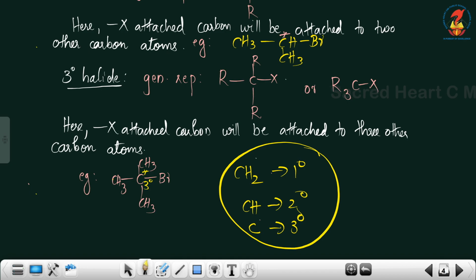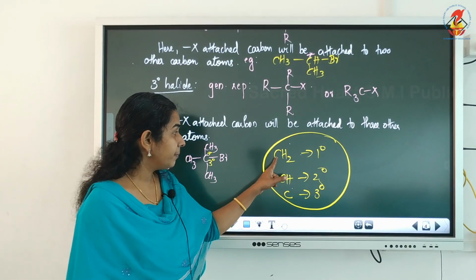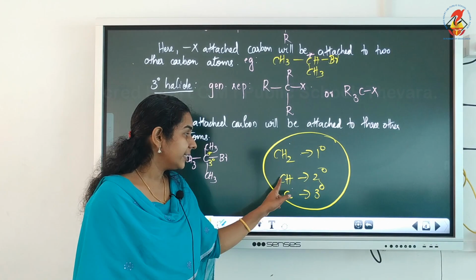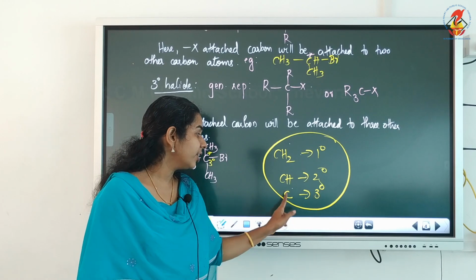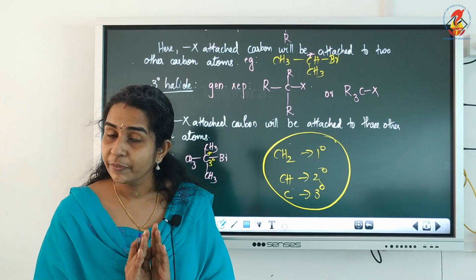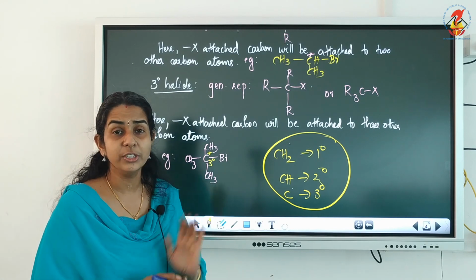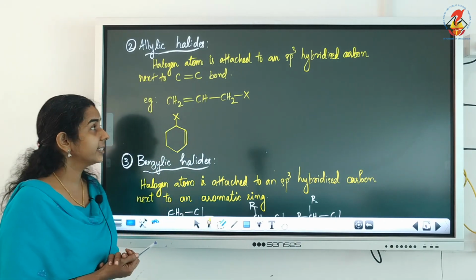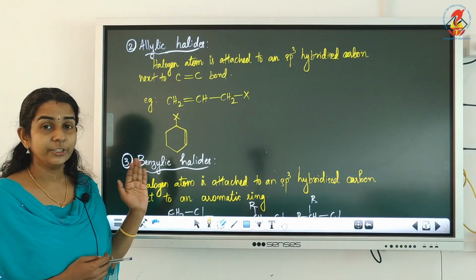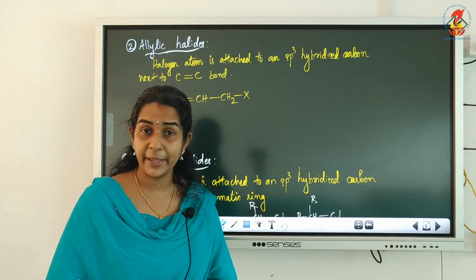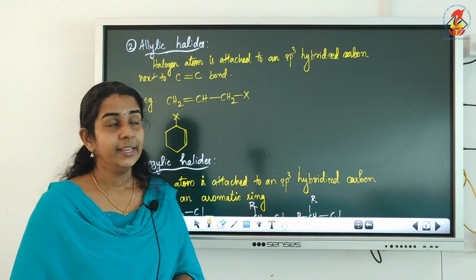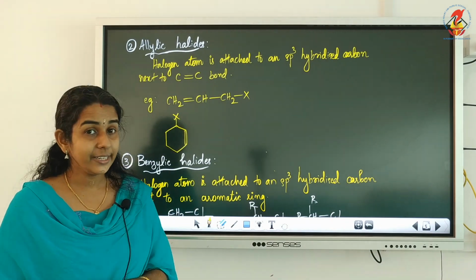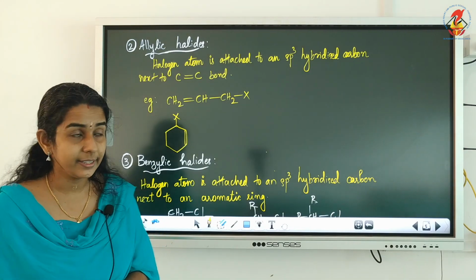Very easy to identify. Primary means the X attached carbon will always be CH2 with 2 replaceable hydrogen atoms. If it is secondary, the X attached carbon will be CH, and if it is tertiary, the X attached carbon will be C only, without any replaceable hydrogen atoms. So this is about the classification as primary, secondary and tertiary halides. Now remember, we are classifying the compounds based on hybridization, where the X attached carbon is sp3 hybridized.